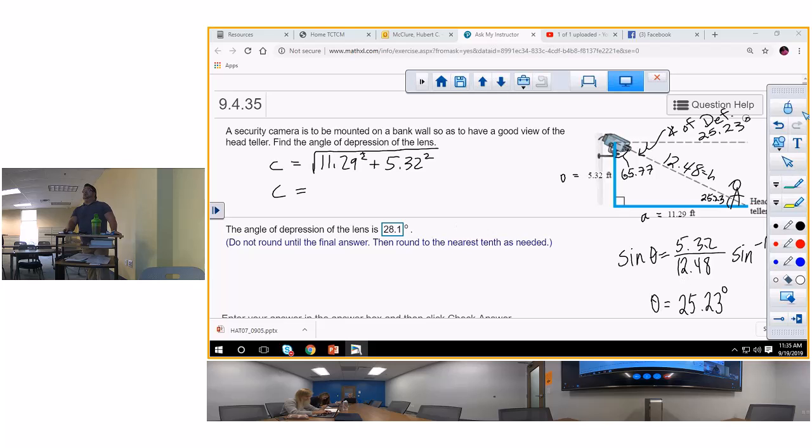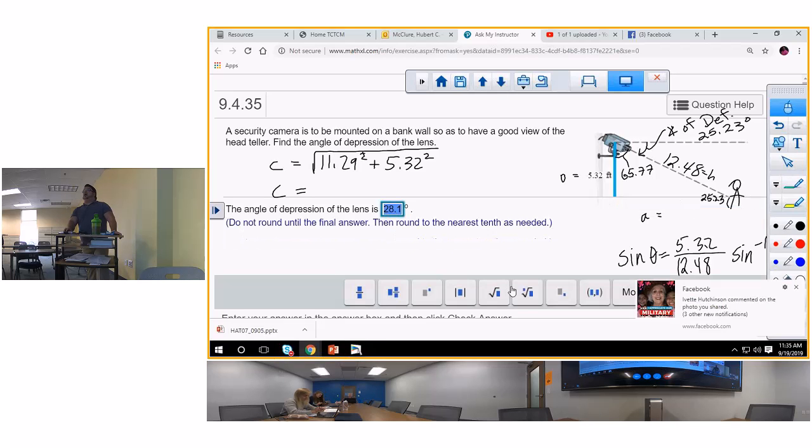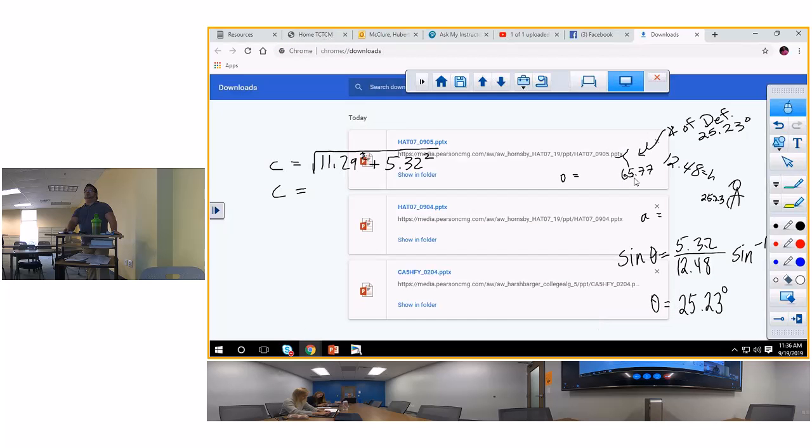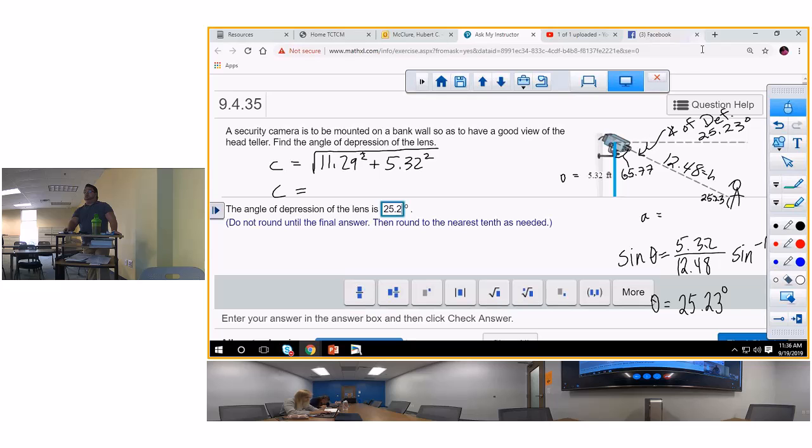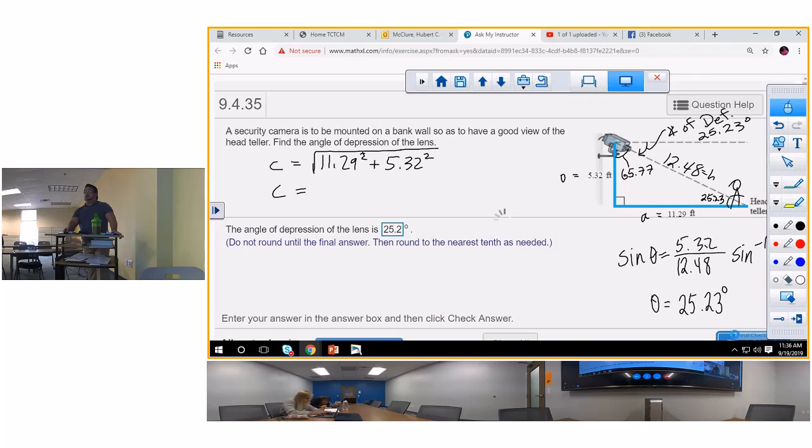And let's see. Who's got a question on this one? I got 25.2. Does it say to the nearest hundredth? Okay, 25.2 degrees. And do you feel good about yourself? I do. Okay. I don't know what that is. Did I not hit it? Okay. There we go.